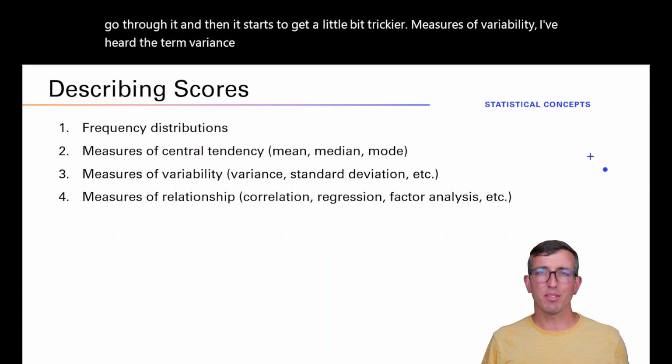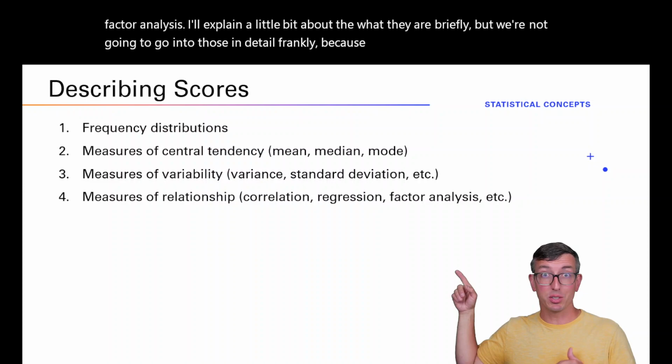So we'll talk about some of these other more complex ideas like correlation, regression, factor analysis. I'll explain a little bit about what they are briefly, but we're not going to go into those in detail, frankly, because most of these have to do with research, which is not something we're going to cover a ton of, or they have to do with test development. Again, not something we're going to cover a ton of. What you will want to know is how to understand how a test was developed at some point.